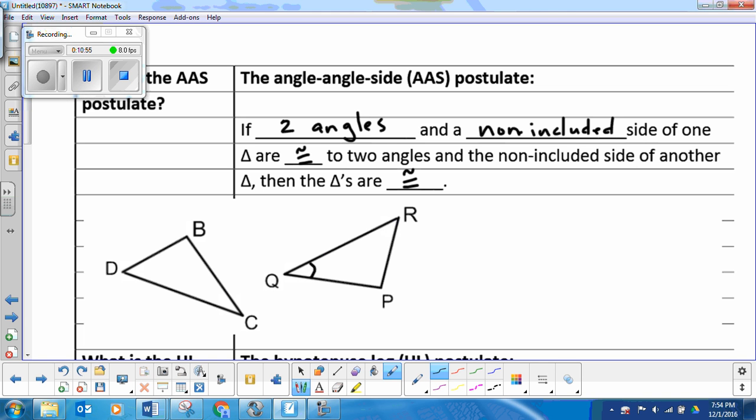Q and C are congruent to each other, and B and P are congruent to each other, and let's say BD and RP are congruent to each other. Then by the angle side postulate, we would have the following congruency statement. Now keep in mind, I'm randomly choosing angles to show congruency.